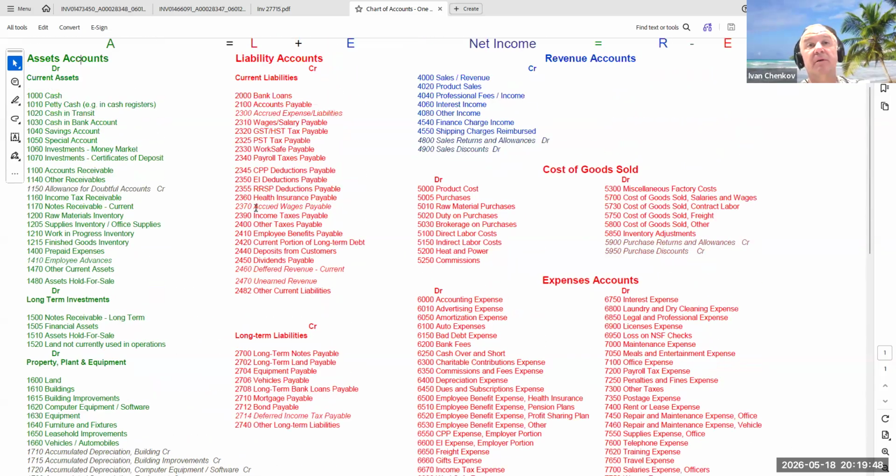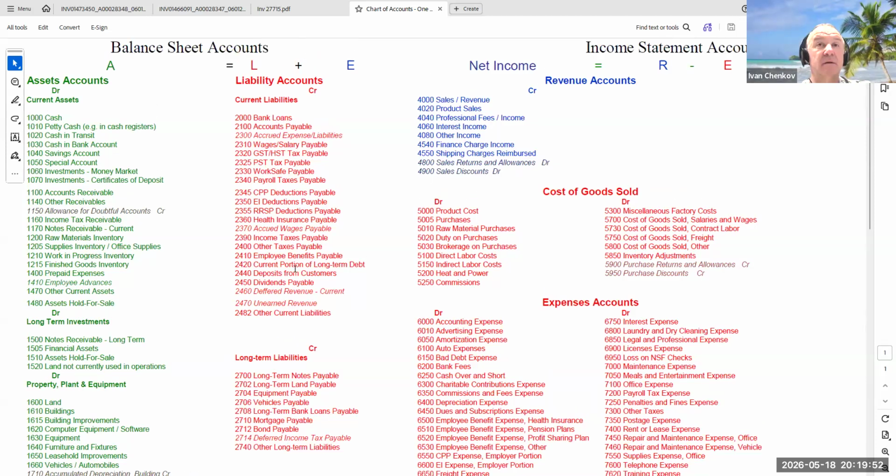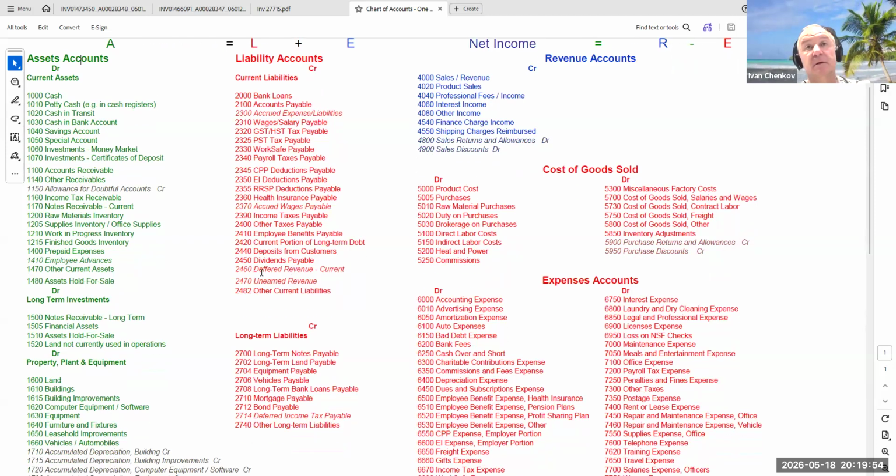Same thing happens with liabilities. If it's italic, that means something is dragging your attention. I want you to pay attention, like unearned revenue, or deferred revenue. You need to understand that this is clearly a liability. It has nothing to do with the revenue.